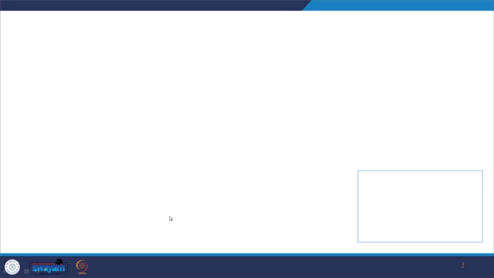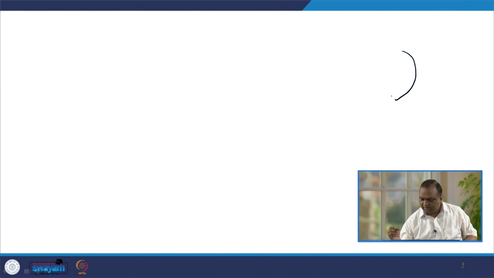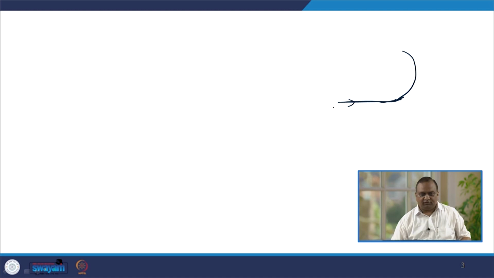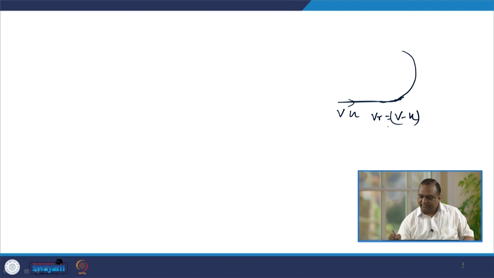So first of all, we will consider a vane like this, and the jet and the vane are moving in the same direction. So the shape of the vane is like this, and the inlet angles are all 0. This is V, this is U, and VR is simply V minus U. This is the relative velocity. And then the jet is leaving the vane, deflected by 150 degrees.